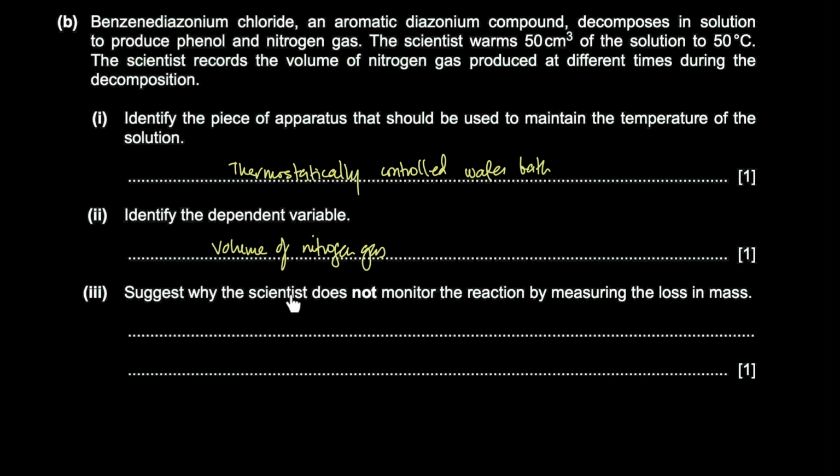Suggest why the scientist does not monitor the reaction by measuring the loss in mass. Because we have a loss of gas over here, we know that the mass of the contents will decrease with time. So we could study the rate by looking at the loss in mass with respect to time. However, because our entire apparatus is inside a water bath that's thermostatically controlled, we can't really measure the mass. So over here we would say that it is not possible to monitor the weight of the apparatus.